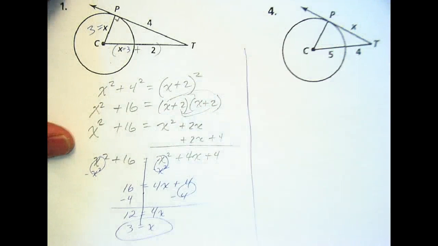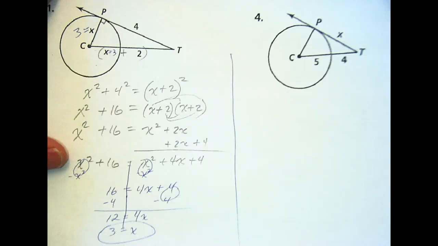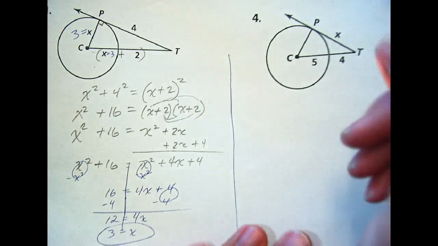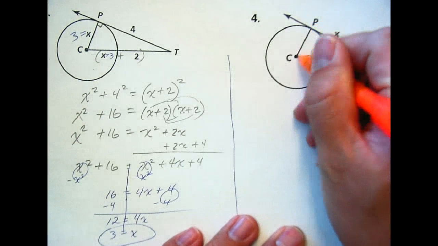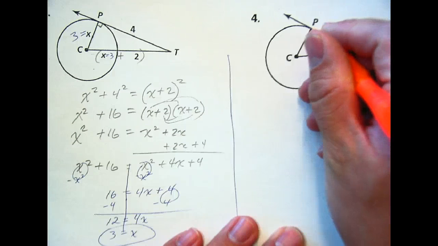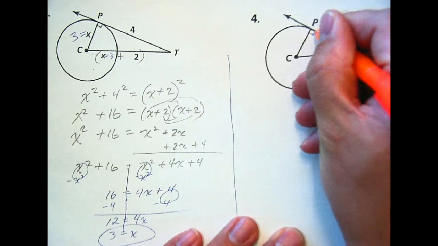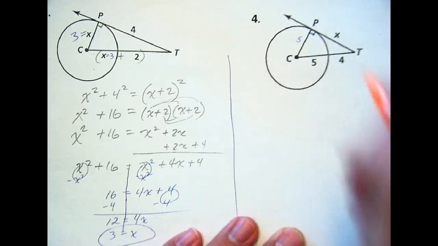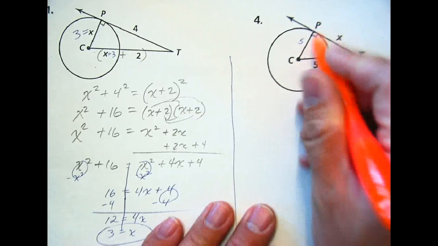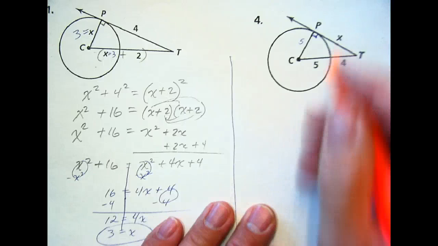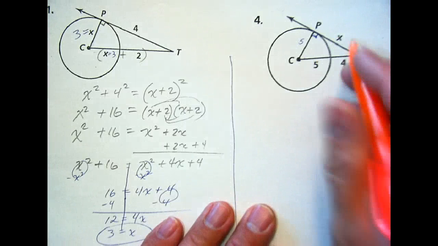Number 4, let's check that one here. What's this length right here? 5. There wasn't the resounding 5 that I wanted. But that is 5. It's the same as this. And so, those of you who know your Pythagorean triples, you might know that one already.